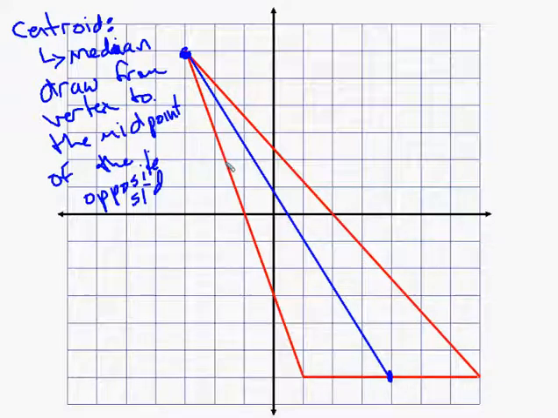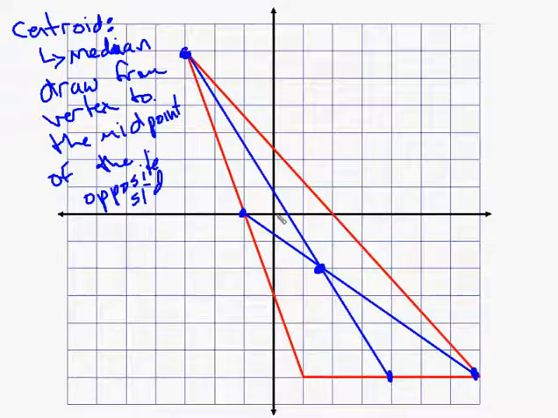Let's see here. This, I believe we said, was the center of this. Yep, that is. And this is the vertex. So I choose this vertex. This is the midpoint of the opposite side. I just connect those. Okay, and that makes this my centroid.